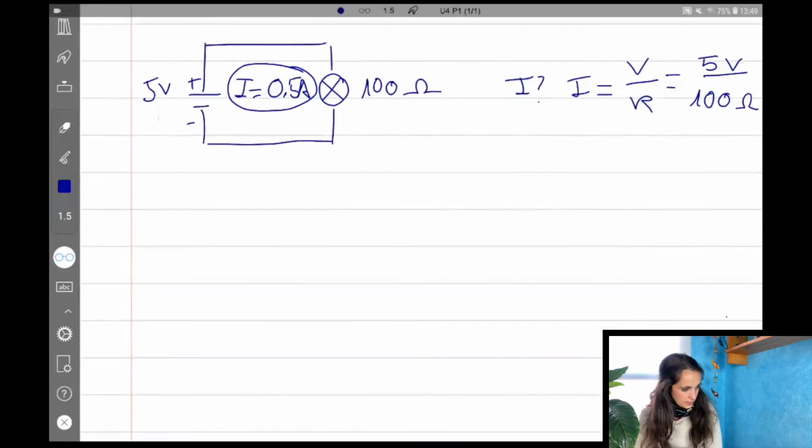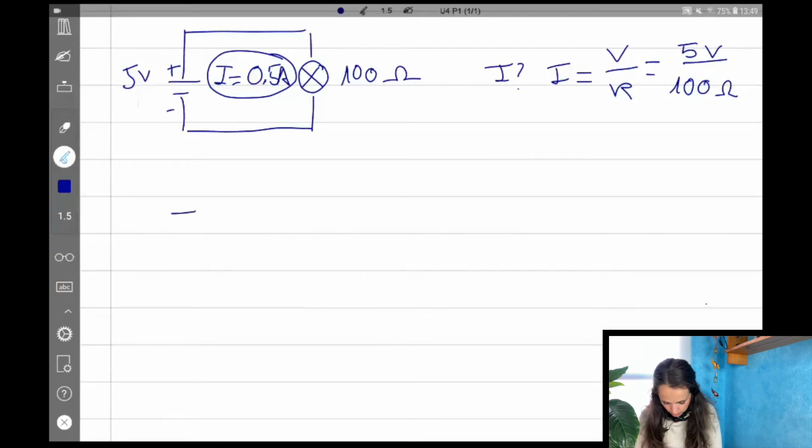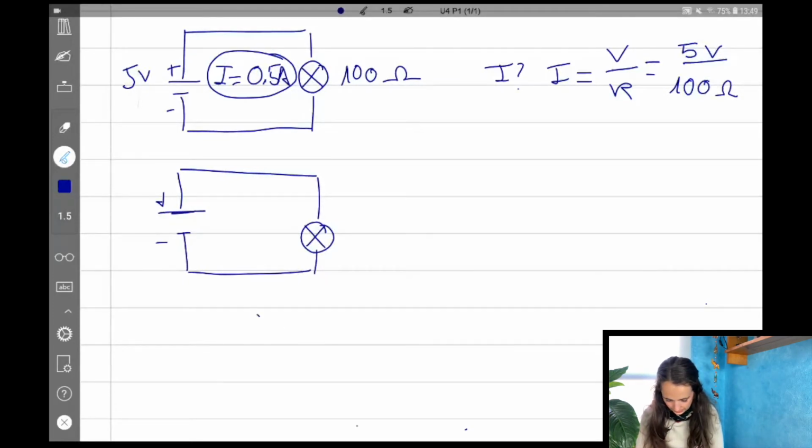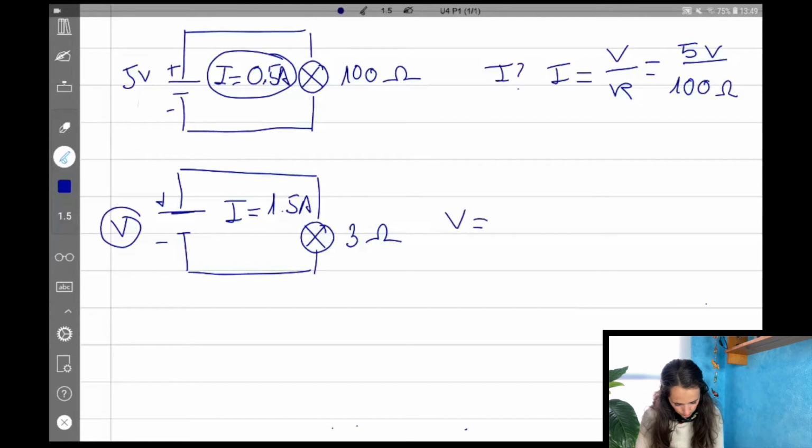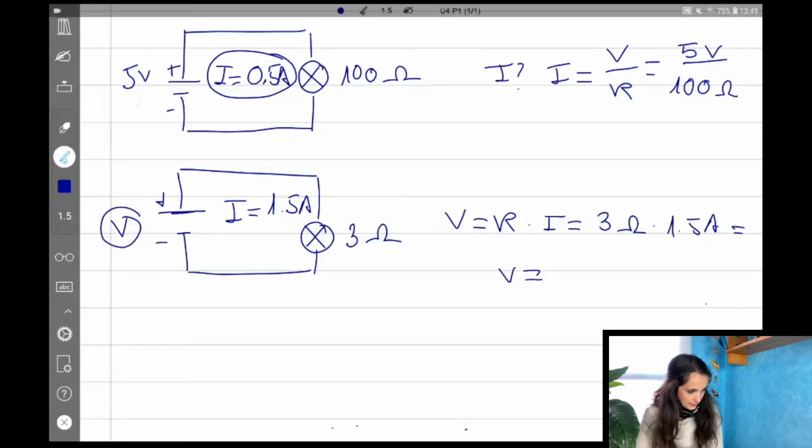Now let's calculate the voltage, okay? So we will repeat a similar circuit to the previous one, but we don't know the voltage. That's the thing we have to calculate. And the intensity is set to be 1.5 amps and the resistance is set to be 3 ohms, which is quite low, but well, this is just a simple exercise. So if we apply the formula, we multiply 3 ohms by 1.5 amps, the result would be the voltage, and that result is 4.5 volts.